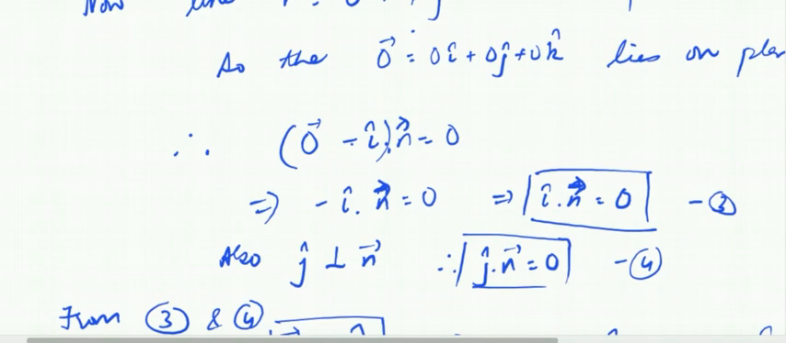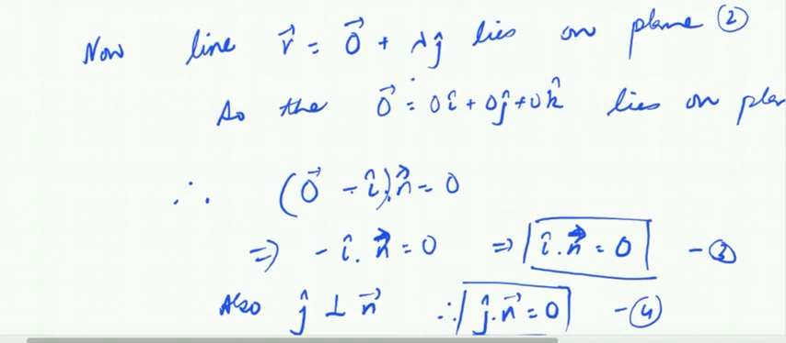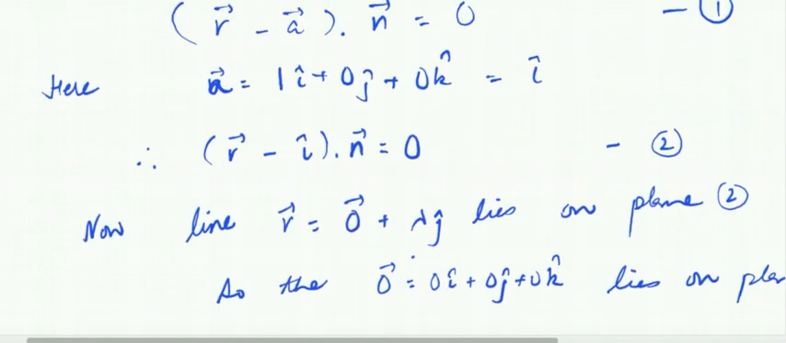So let me explain this thing once again. A plane is given to us. One passing point of the plane is given to us. हमने वेक्टर इक्वेशन में पोजीशन वेक्टर प्लेस किया है पासिंग पॉइंट का, तो हमारी इक्वेशन बन गई r वेक्टर माइनस i cap dot n vector equal to 0. Now it is given to us that the line lies on the plane.